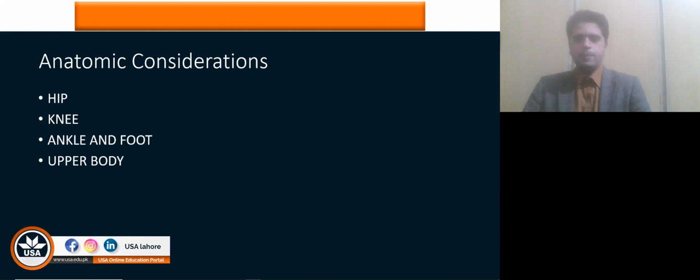Now, hip, knee, and ankle-foot mark the main part of your gait. But what about the upper body? What role does the upper body have in your gait?